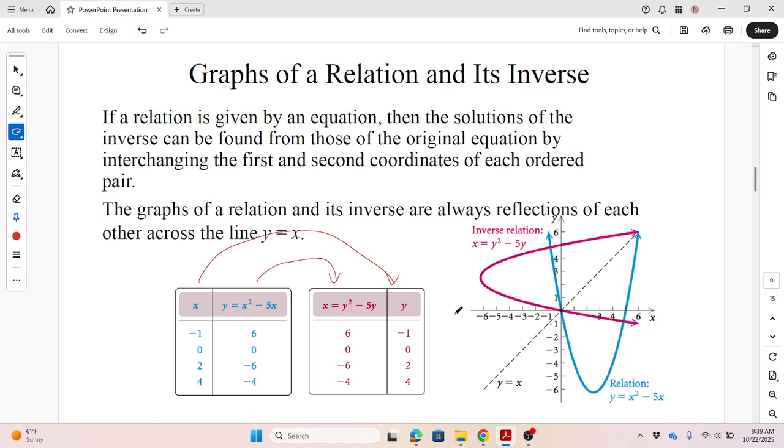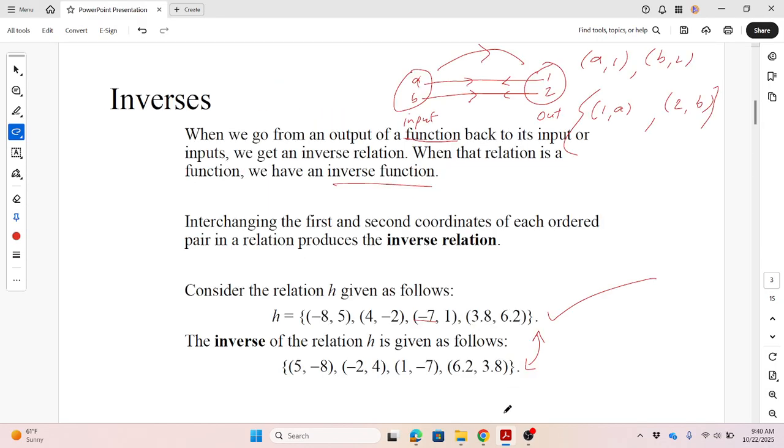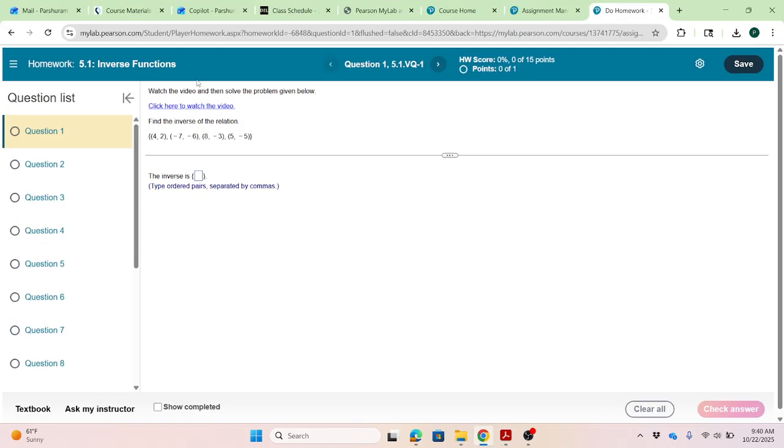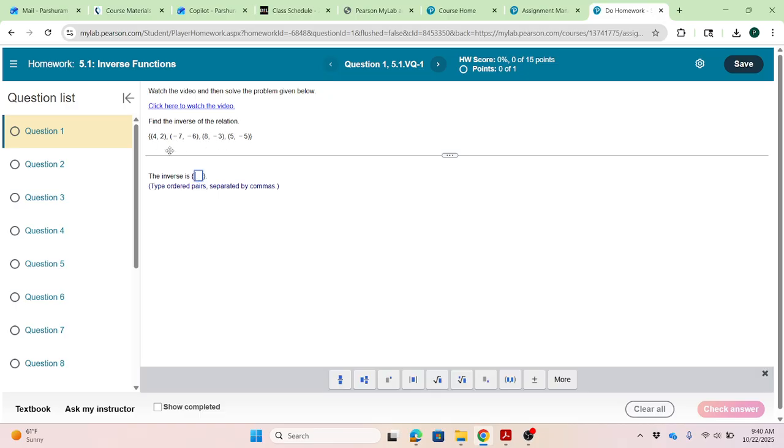Okay, let's look at some examples from this section. Find the inverse of the relation. This is the relation you are given. Inverse means just switch the x and y coordinates. So the first point would be (2, 4). After switching x and y, the second one would be (-6, -7). The third one would be (-3, 8), 8, not 9, okay? And the fourth one would be (-5, 5). You just have to switch the x and y coordinates.